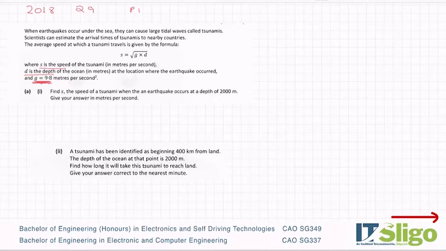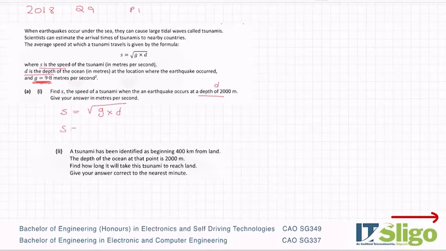Find S, the speed of a tsunami when an earthquake occurs at a depth. So I'm going back to have a look at what letter I called depth, and it was a D. A depth of 2,000 meters. Give your answer in meters per second. Okay, find S, the speed of the tsunami.